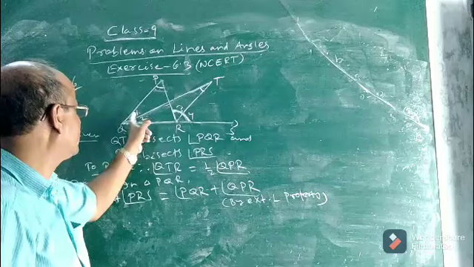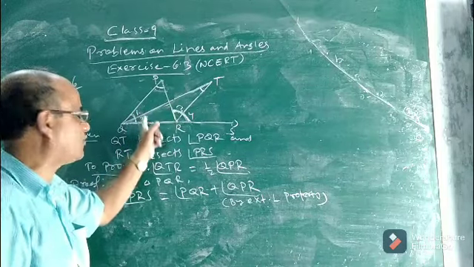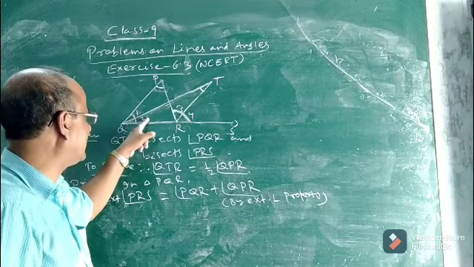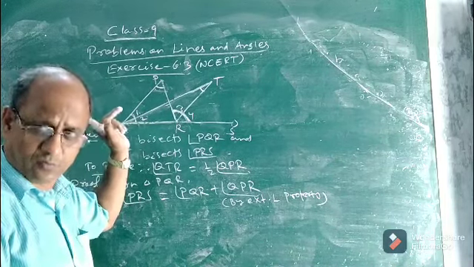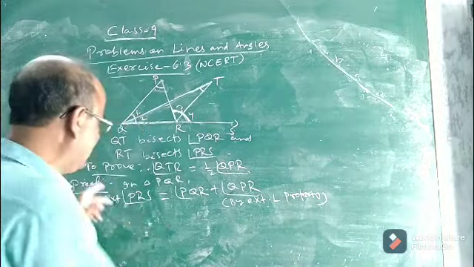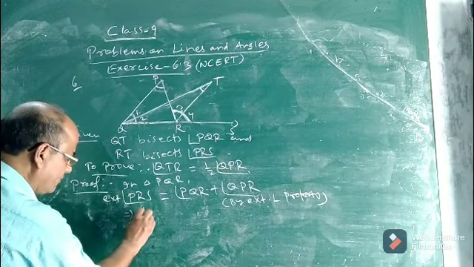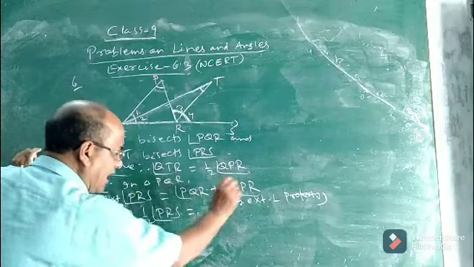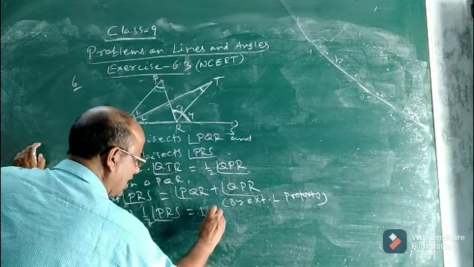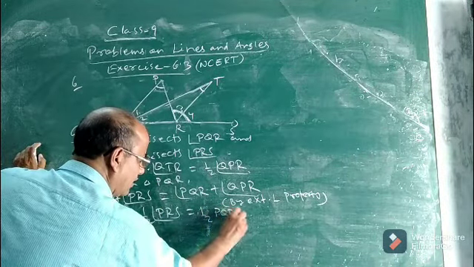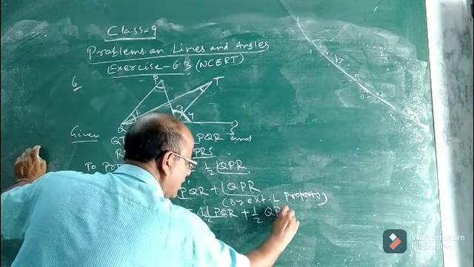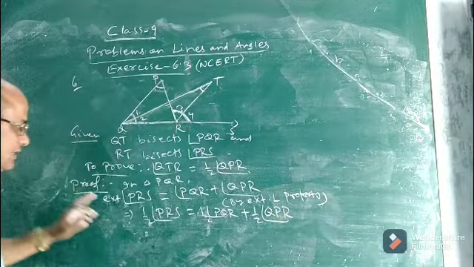You see, this one is the bisector, this one is the bisector. So 1 and 2 are equal. So if you take the half of PQR, you will get either angle 1 or angle 2. See, so take half of PRS. Taking half both sides, it will be half PQR plus half QPR. See children.